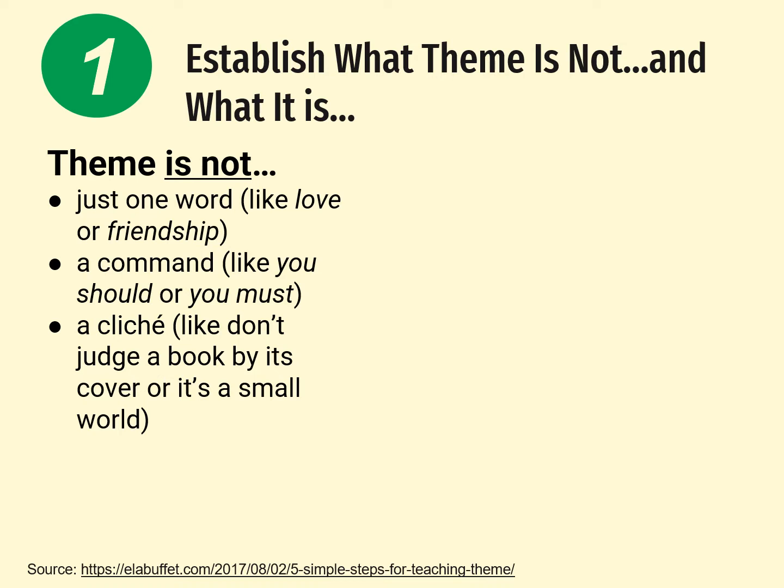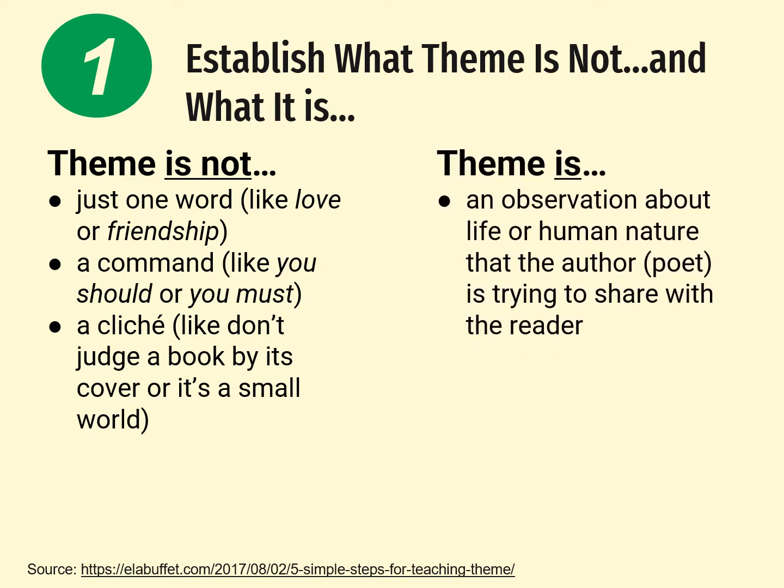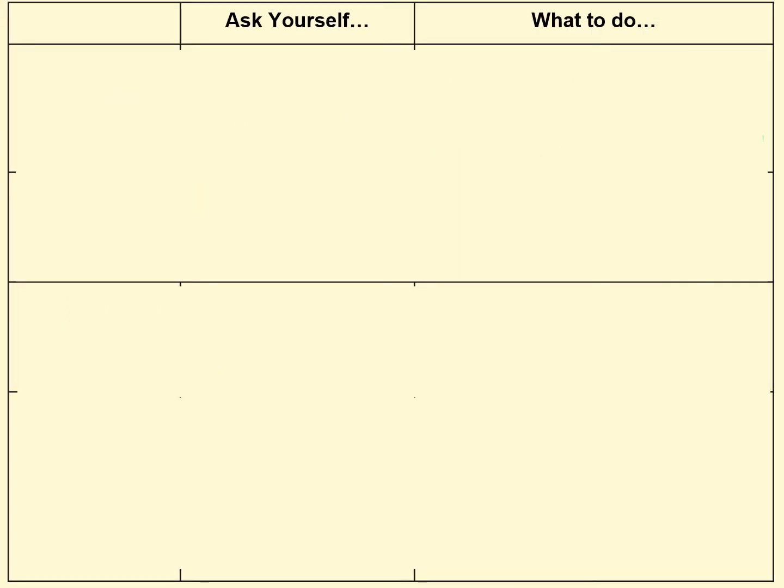So if that is what it's not, then what is theme? In short, theme is an observation about life or human nature that the author, or in this case the poet, is trying to share with the reader. We'll be reviewing steps 2 through 5 next.